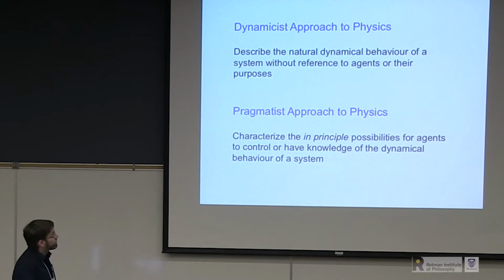I would say you can distinguish two kinds of approaches to physics, which I think have historical precedence. There's the dynamicist approach, where you imagine that the job of a physicist is to describe the natural dynamical behavior of a system without reference to agents or their purposes or anything like that. So sort of the God's eye perspective on what's happening in the universe. Whereas the pragmatist approach is about characterizing the in-principle possibilities of what agents may be able to control or what they may be able to know about physical systems.